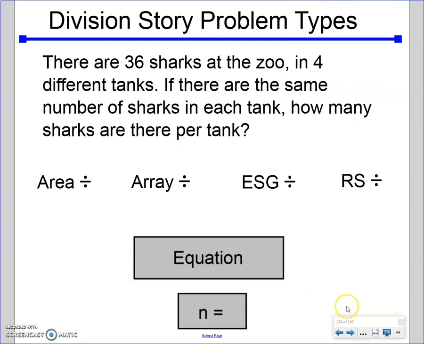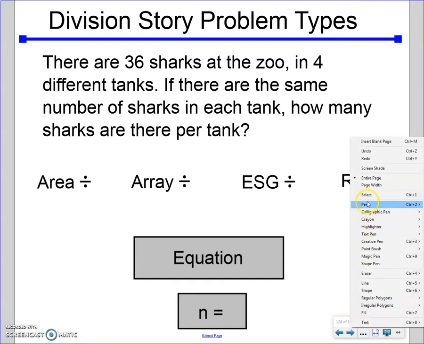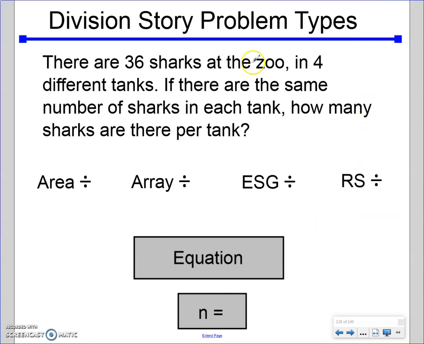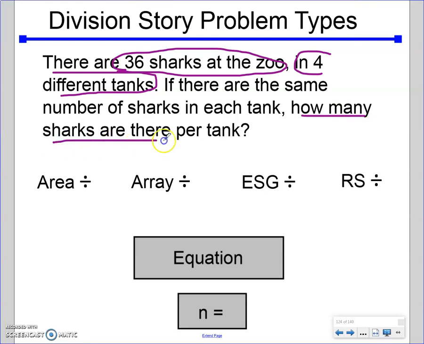Take a look at this last problem with me. There are 36 sharks at the zoo in 4 different tanks. If there are the same number of sharks in each tank, how many sharks are there per tank? Well, let's think here. One piece of information is that there are 36 sharks at the zoo. And the other piece of information is that they're in 4 different tanks. Obviously, we're trying to figure out how many sharks are there per tank or in each tank.